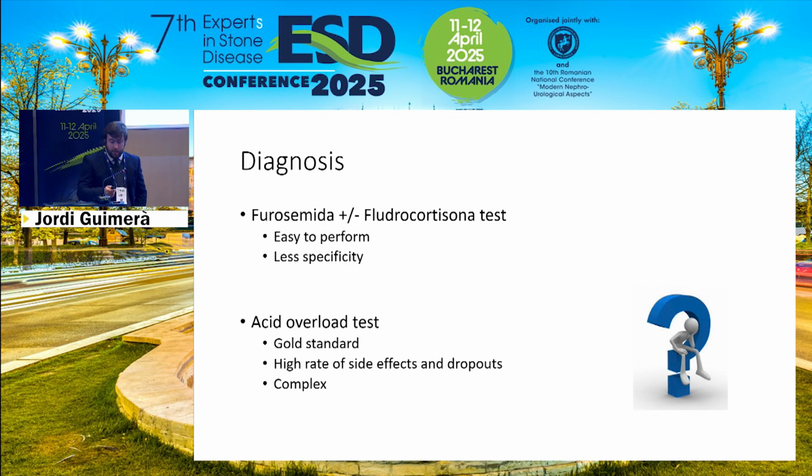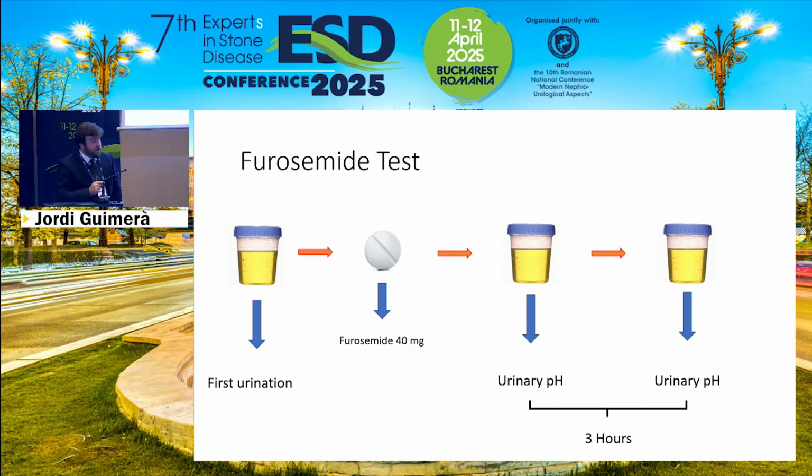It's easy to perform, and I think if you use it correctly in the correct patients, it is equivalent to the gold standard. Here is a simplified slide about the test. You have a urine sample of the patient before the test, and you have to measure the pH. If the pH is above 6, you continue the test, and you give him furosemide 40 milligrams. And then you have to measure the urinary pH in the 3 hours after the furosemide.